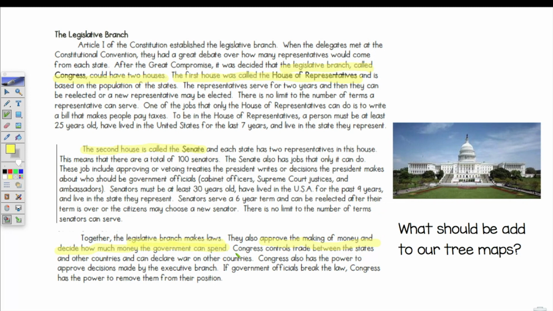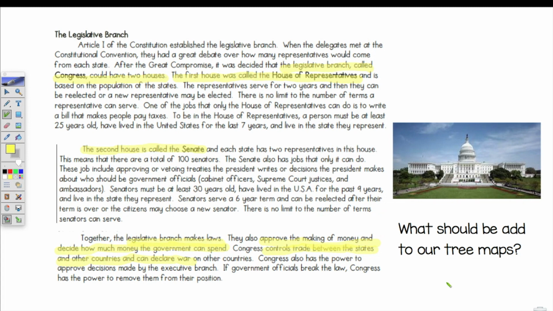All right. Something else we can say here is that they also control the trade between the states and other countries, and they can declare war. My highlighting's getting a little crazy here. All right, so that was a lot of information. I'm going to pause for a second here.